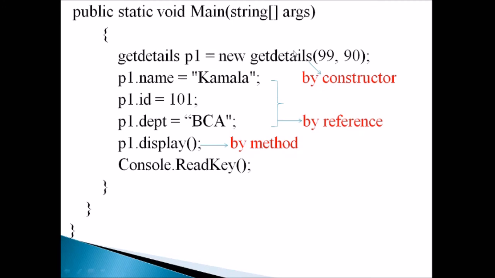Now you just see the object creation statement. Here getDetails is the class name, p1 is an object, equal to new. New is an operator to allocate the memory space for the object. And then again getDetails with the open and close brackets; in this place it is called a constructor. Here we have given two values, 99 and 90. While the object is created, the constructor will be called and executed.